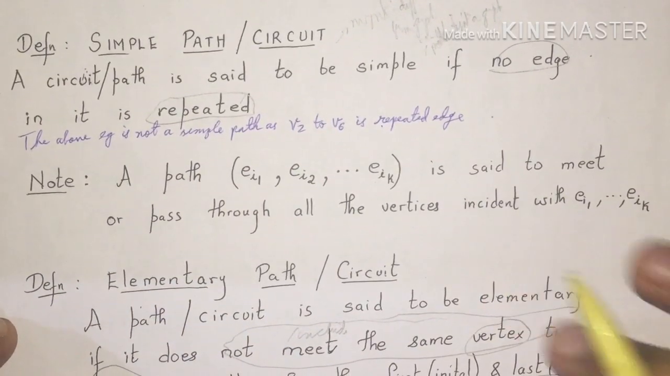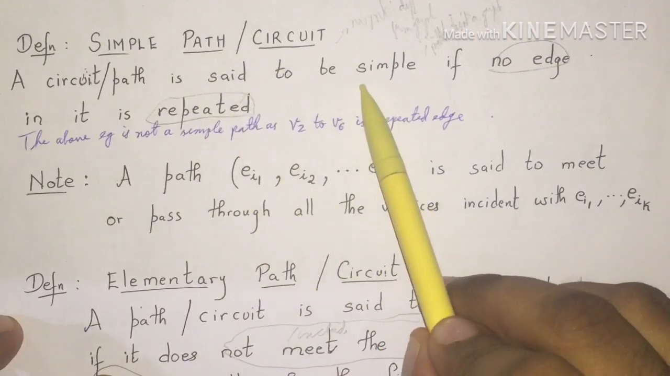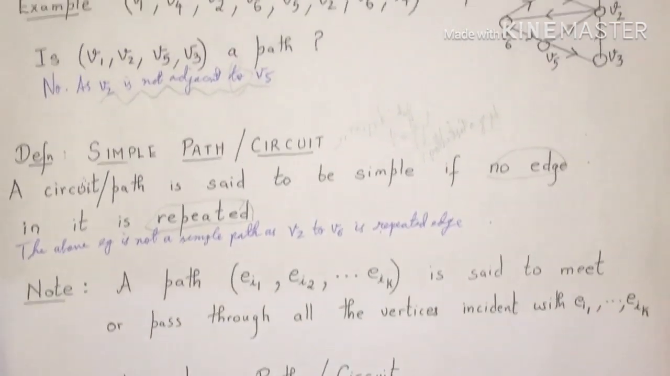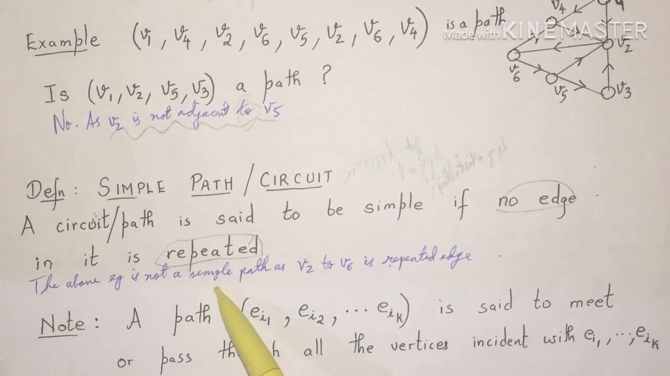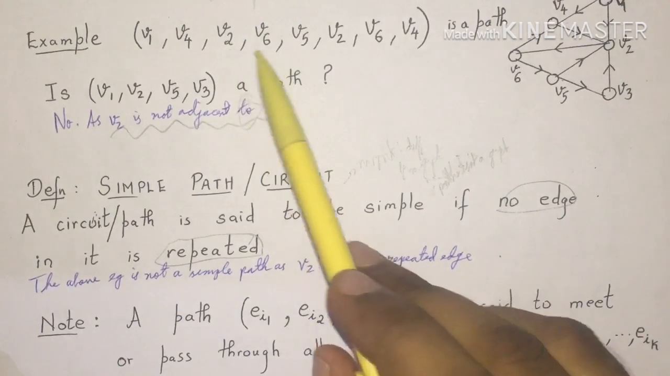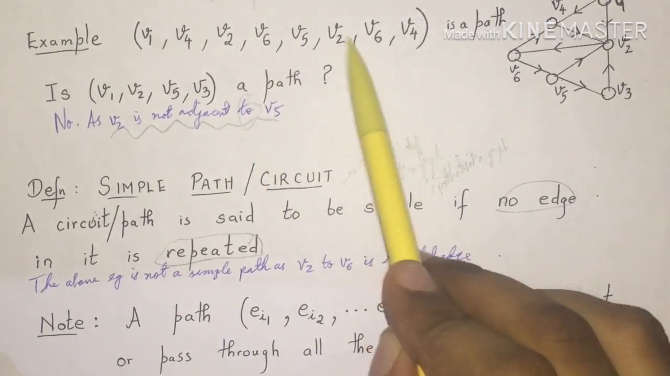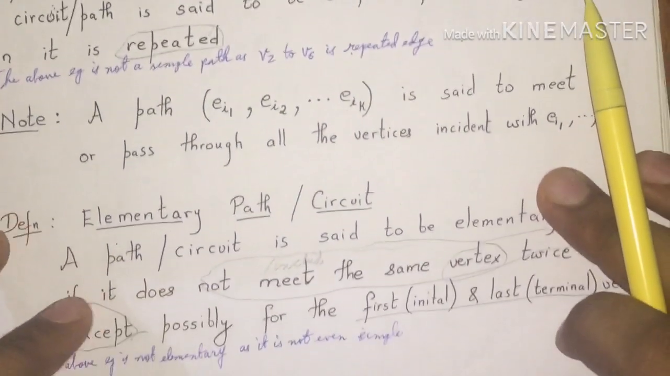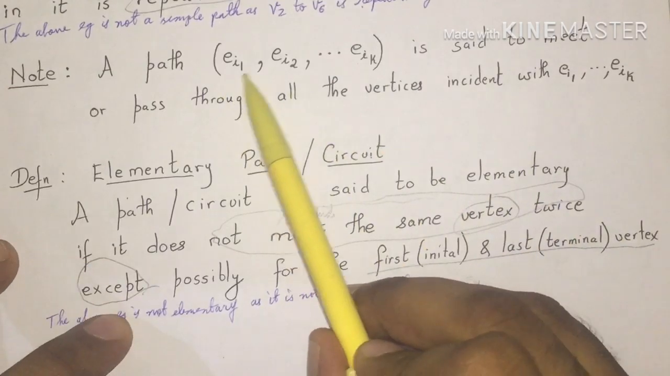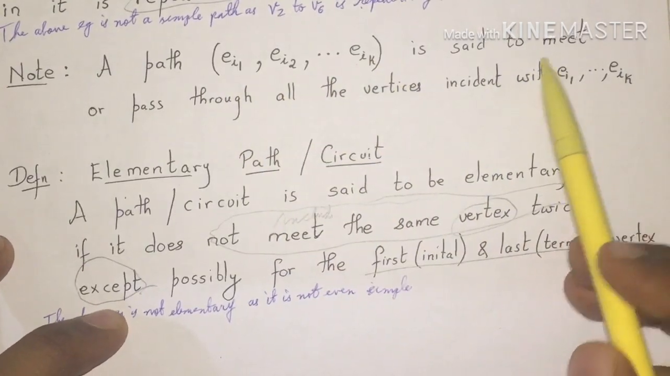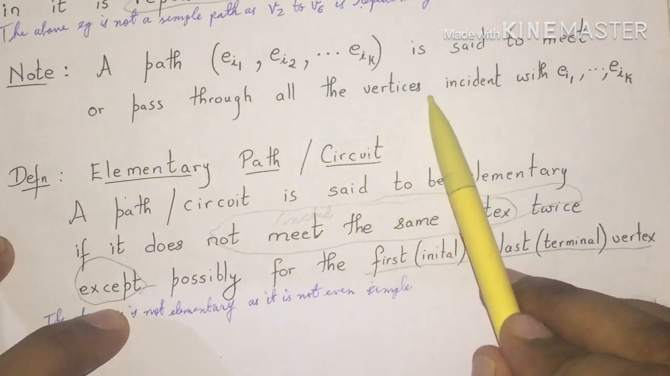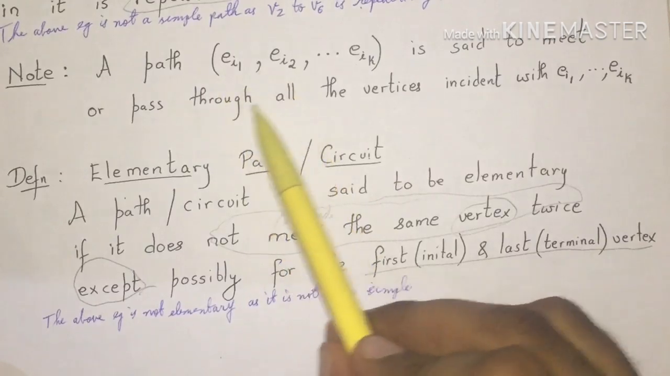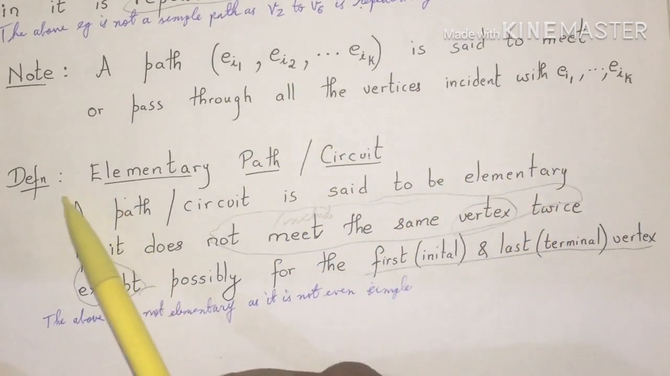Now a simple path and a circuit. A circuit or a path is said to be simple if no edge in it is repeated. If you see the above example, it is not a simple path as v2 to v6 is repeated. So here if you notice, it's repeated twice. So the edge v2, v6 is repeated. Note, a path ei1, ei2 up till eik is said to meet or pass through all the vertices incident with ei1 up till eik. Because if it's a path, it has to pass through the vertices.